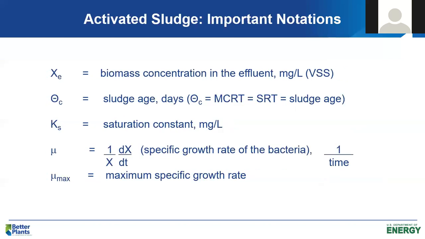And we have some biokinetic constants, K sub S and mu max. Those are biokinetic constants. Mu is the specific growth rate of the biomass, and again, it's a very important biological process growth rate. And then we also have the specific substrate utilization rate, which is the rate that the biomass are actually using the carbonaceous BOD for food. So this slide and the two previous slides provide you some definitions that you can refer back to.